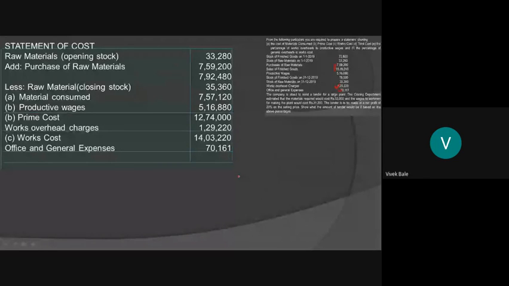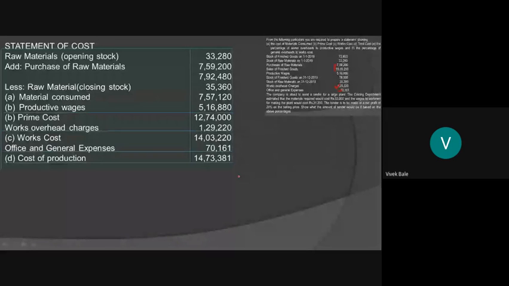Now, once you add the office and general expenses, previously we have already calculated the cost of production, and again in this question we are calculating only the cost of production. The reason is that selling and distribution overheads are not given in the question. Our cost of production will become our total cost.